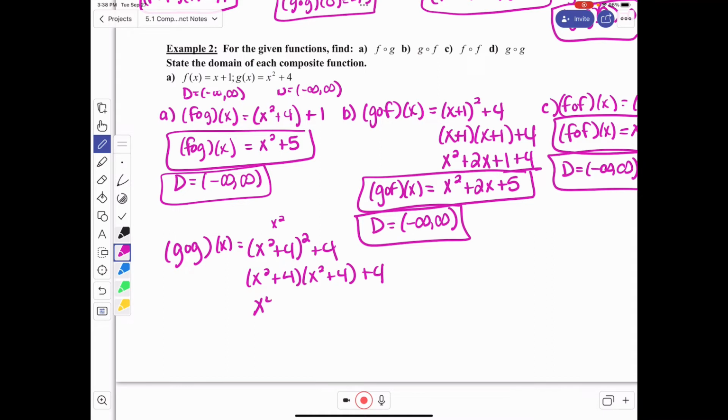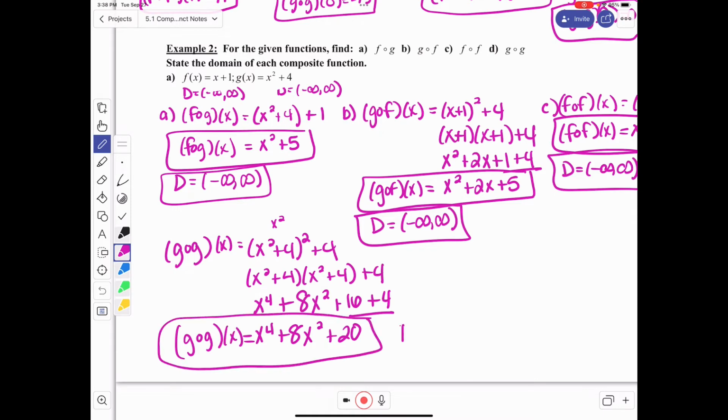So x squared times x squared is x to the 4th. x squared times 4 is 4x squared. And then 4 times x squared is 4x squared. So there's 2 of those, 2 4x squareds, which gives me 8x squared. And then 4 times 4 is 16, and then plus 4. So there's my like terms. I have x to the 4th plus 8x squared plus 20. So here is my g of g of x. And then my domain, again, is negative infinity to infinity.